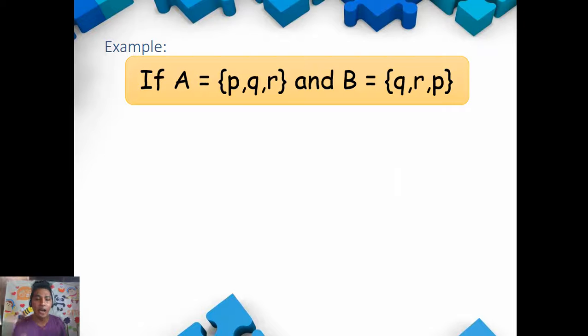Example, if set A is PQR and set B is QRP, are they equal sets? Yes, because we have the same number of elements. We have 3, and then we have the same elements. Okay, it's just that set B rearranged the elements of set A, but they are equal.